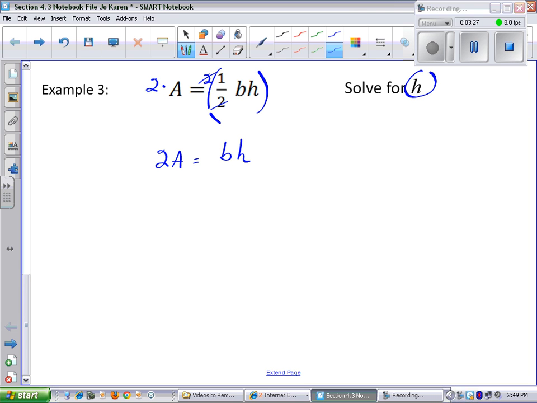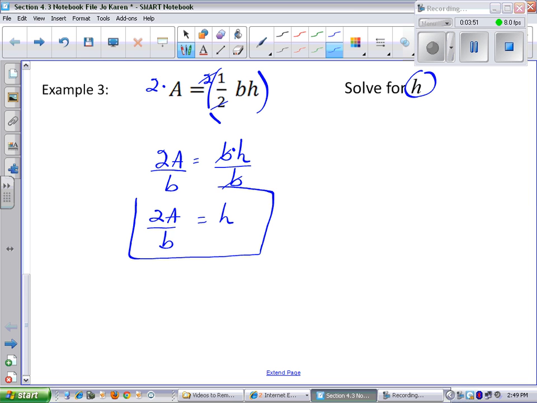Now I'm solving for H. I always want to keep my mind on the target. If I'm solving for H, BH means B times H, so I want to keep the H and to eliminate the B. Therefore, I'm going to divide by B, and then the B's will cancel on the right side, and I will have H is equal to 2A over B, and that will be the final answer.